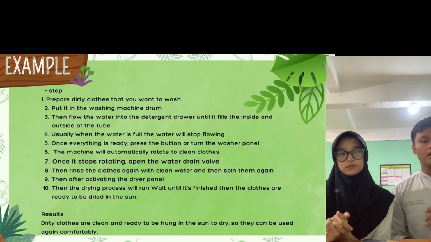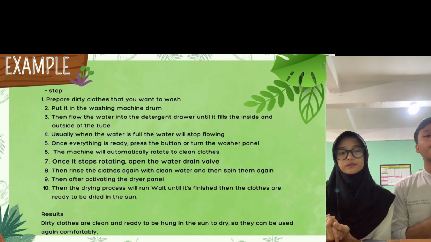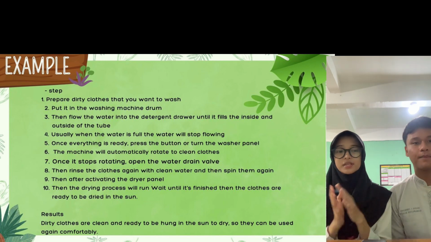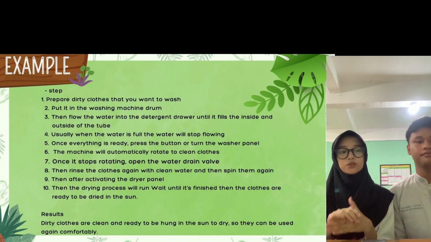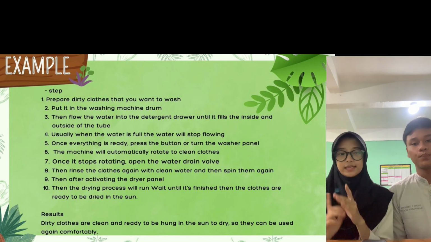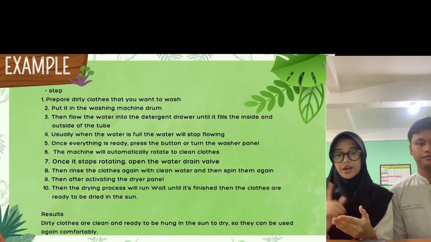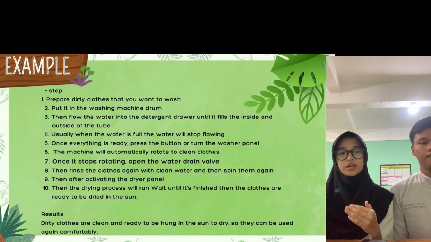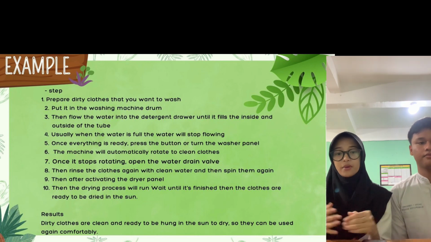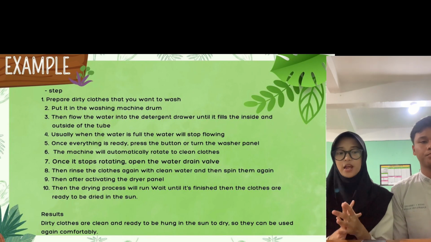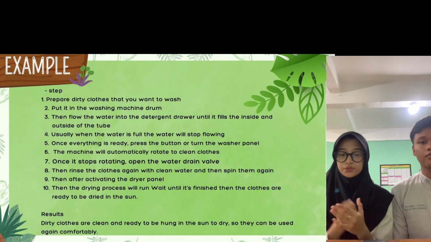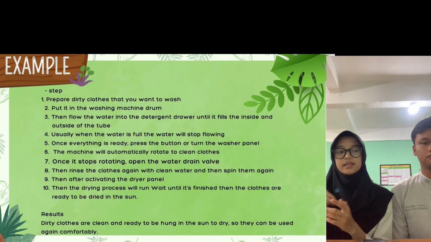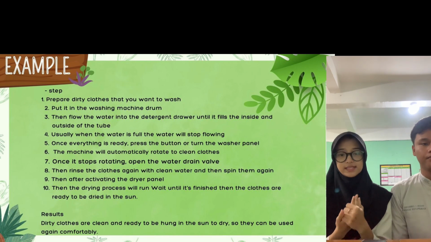Next one, once everything is ready, press the button or turn the washer panel. Next, the machine will automatically rotate to clean the clothes. Next, once it stops rotating, open the water drain valve. Next, rinse the clothes again with clean water and then spin them again together. Next, after activating the dryer panel, the drying process will run. Wait until it's finished, then the clothes are ready to dry in the sun.